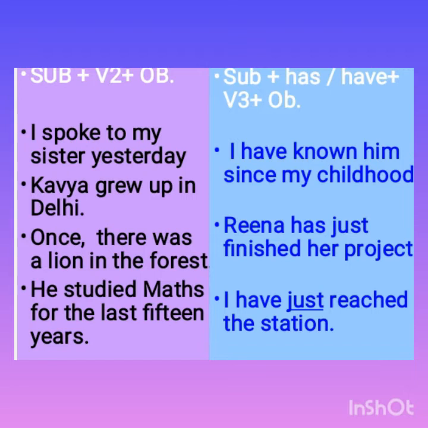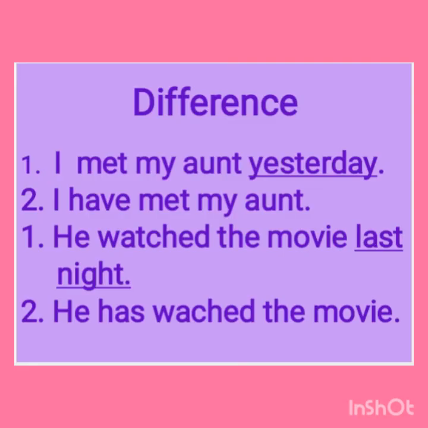Here, one more thing is that words like before, just, yet, already, etc. can be used along with present perfect tense. For example, I have just reached the station.